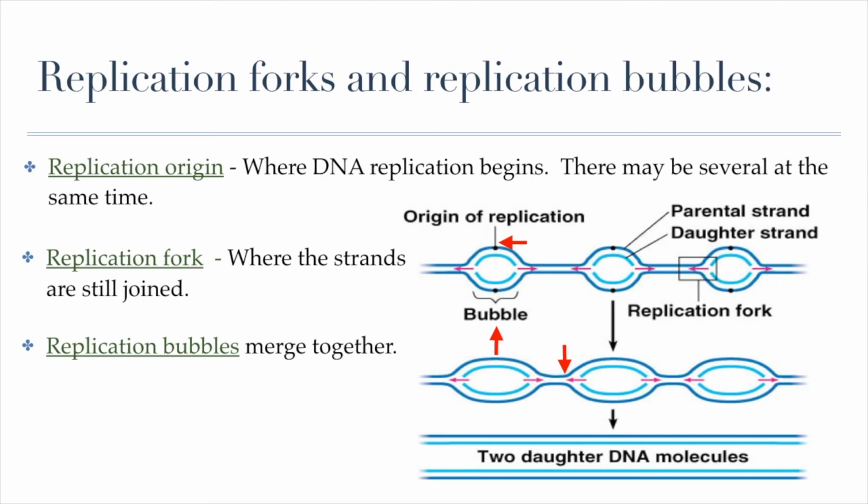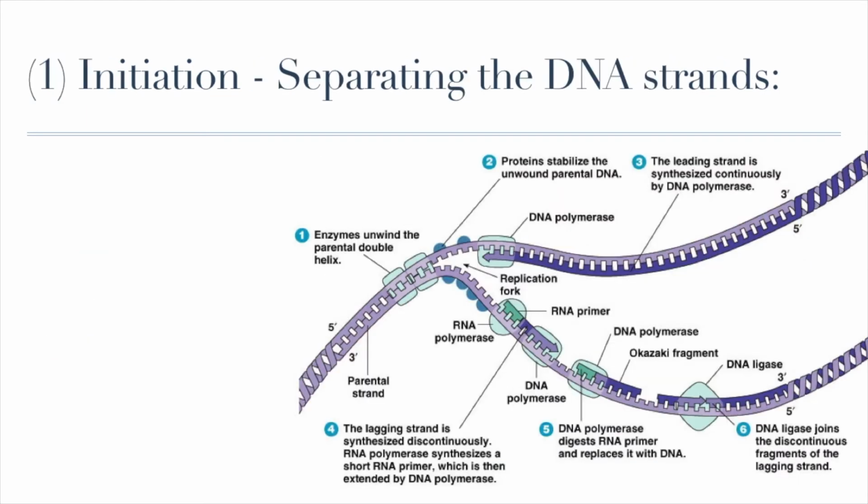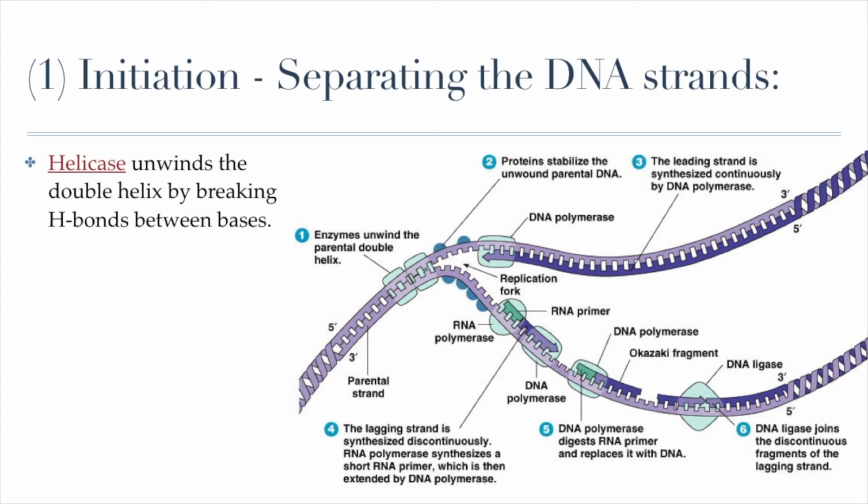Let's go to that origin of replication. How do we start separating DNA? That's the first step, the separation of the DNA strands. And it all starts with a molecule called helicase. Helicase is an enzyme whose job is essentially to unwind the double helix by breaking the hydrogen bonds between the bases. So we start there, with the unwinding of the double helix by helicase.